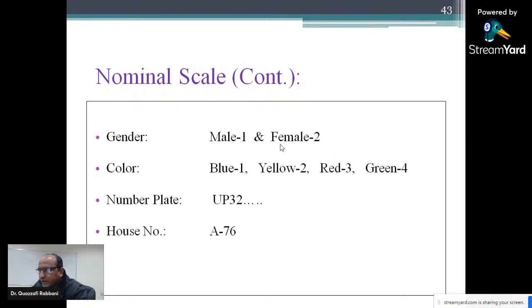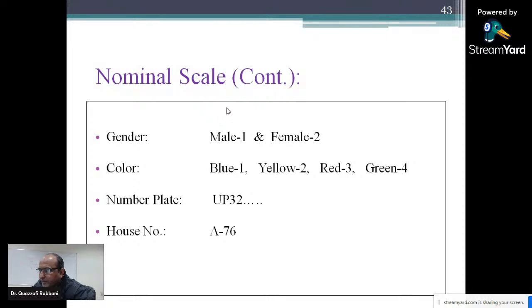This qualitative data cannot be directly used in statistics. Statistical data always uses numeric values, so this qualitative data is converted into numeric values. We convert male as 1 and female as 2. So 1 for male and 2 for female. Here 1 and 2 are simply used to identify the gender, male and female, and nothing else.